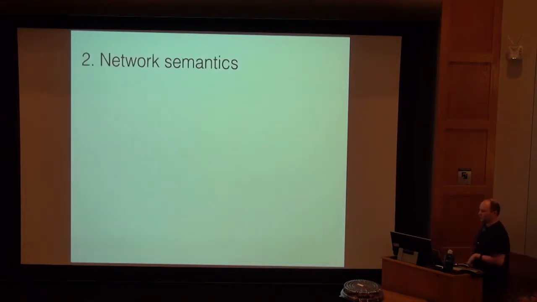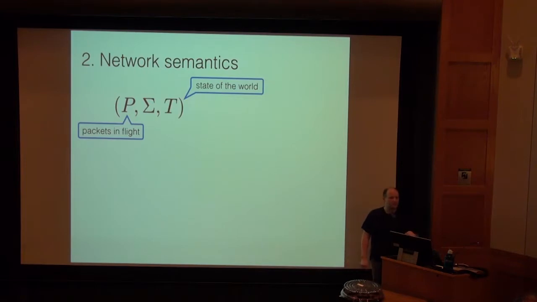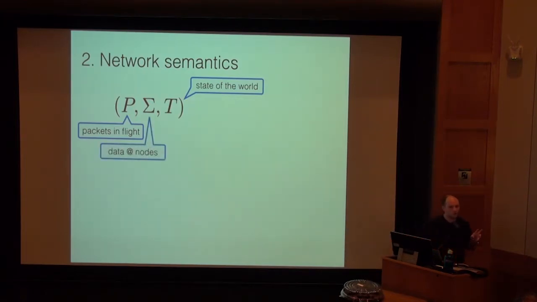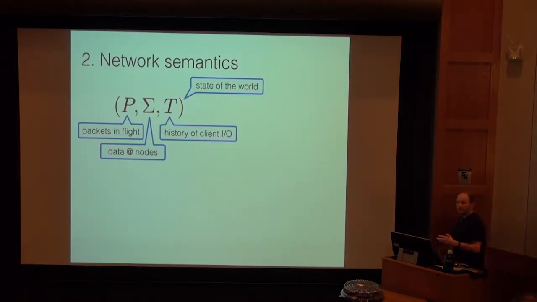And once we have those, then we encoded network semantics to describe their behavior, right? The network semantics basically had a triple: the set of packets in the network, the local state at every node, as well as a trace of all the external interactions that our system has had with clients. And this is typically the thing we want to write our specifications over.